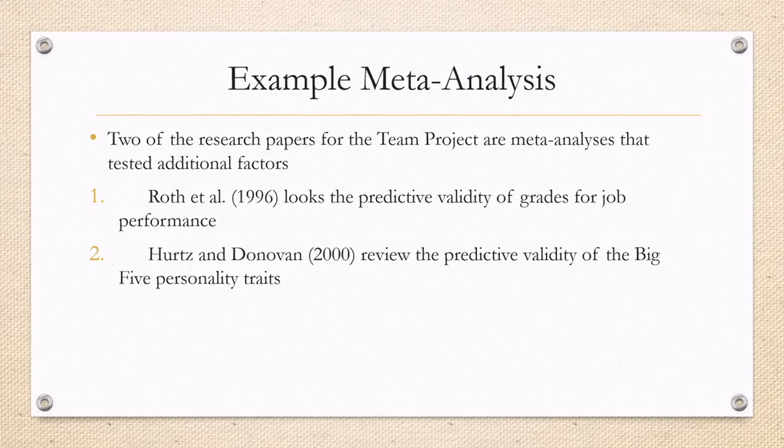Hertz and Donovan in 2000 published a meta-analysis of the predictive validity of the Big 5 personality traits. In this, they look at differences in type of performance, like I just discussed, task performance versus contextual performance.